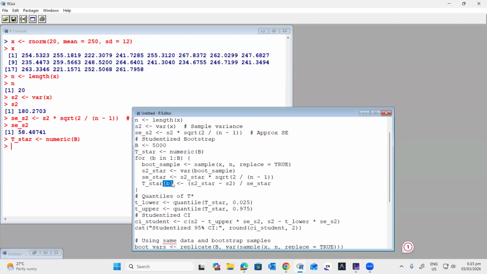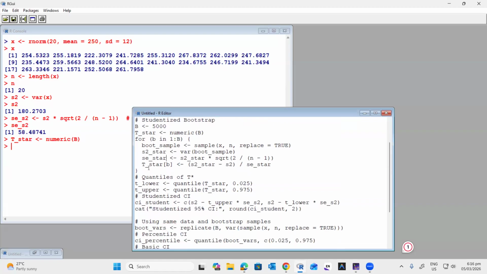Here you may ask why I am not storing the standard error and sample variance. We can store sample variance and sample standard error also, but we don't need to show it. If you want to show it, you can store it, but finally we need to show the T statistics. So that's why we are not storing both of them, the resampling variance and the resampling standard error. After that we will close the bracket and stop the loop.